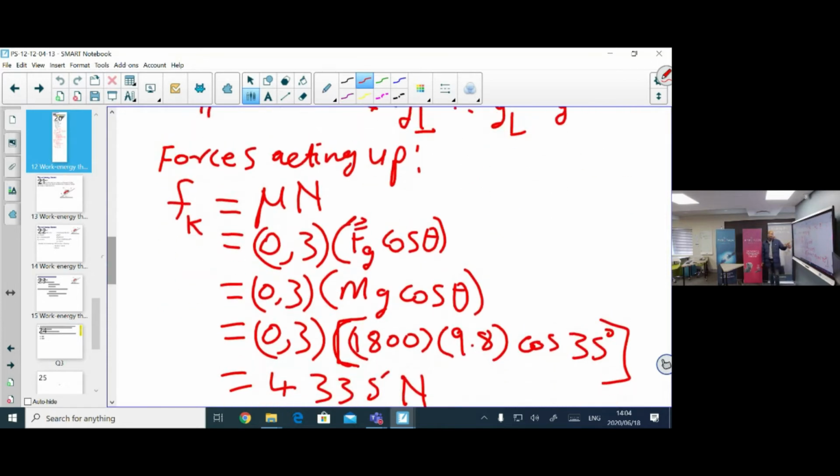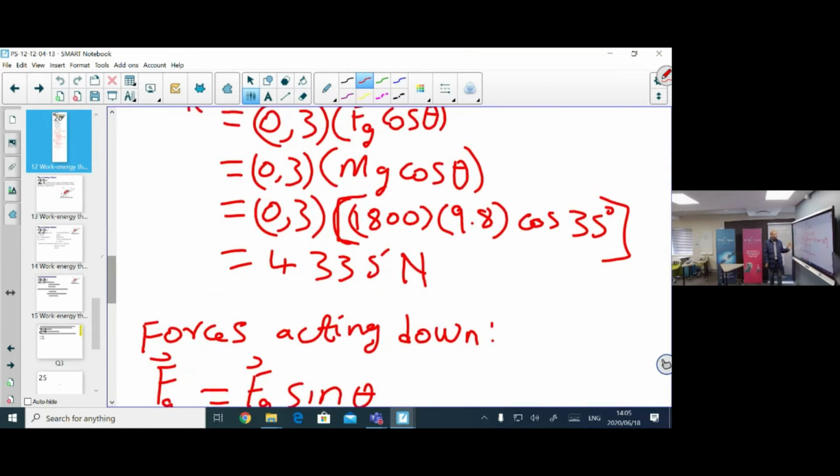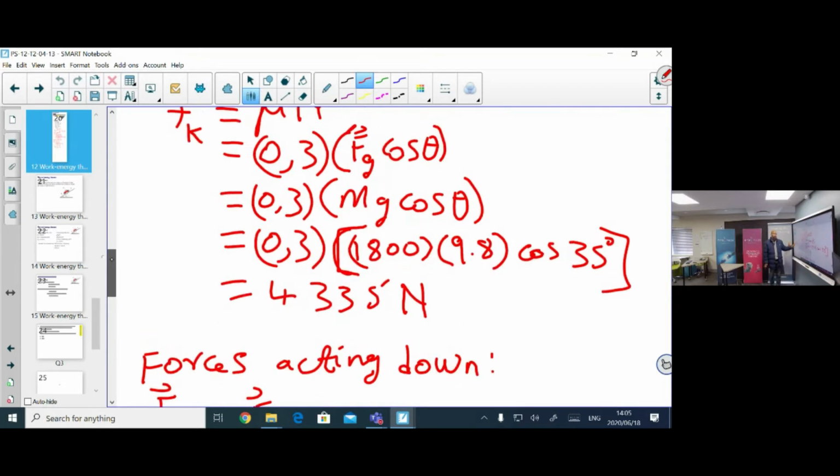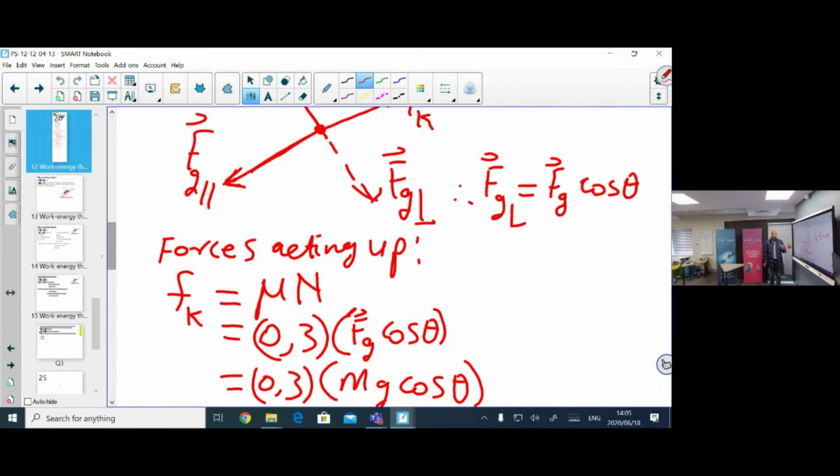It's what I did here. I came here where you come across a normal force represented by capital letter N. You just replace it by F of G cos theta. And then finally, we got this value, 4,335 Newton. For what? For forces acting upward. And the one that is acting upward is only one force, which is kinetic friction.